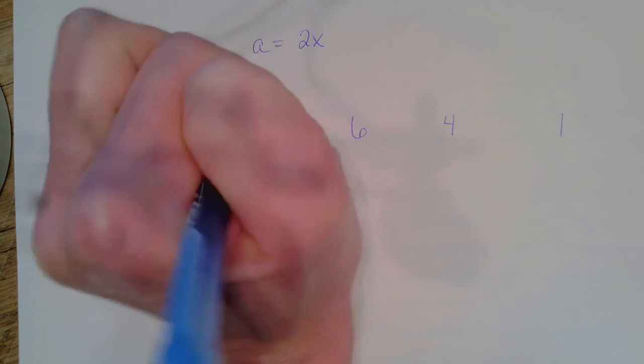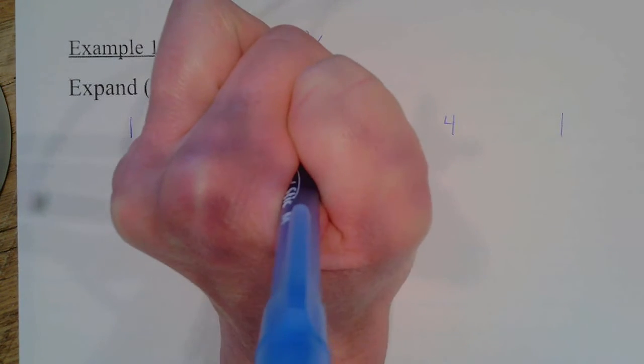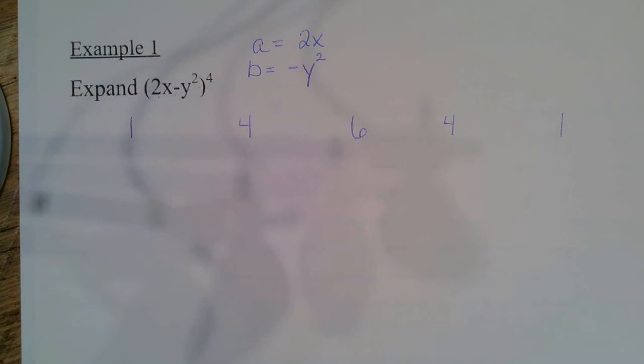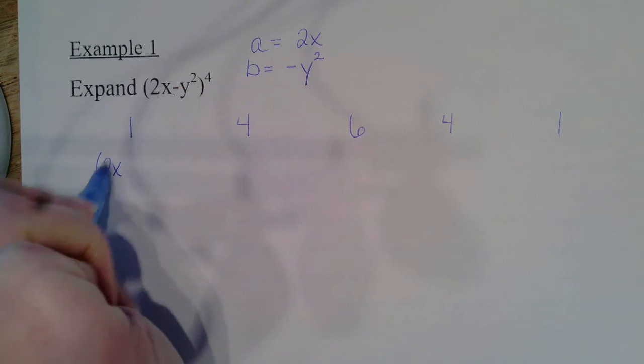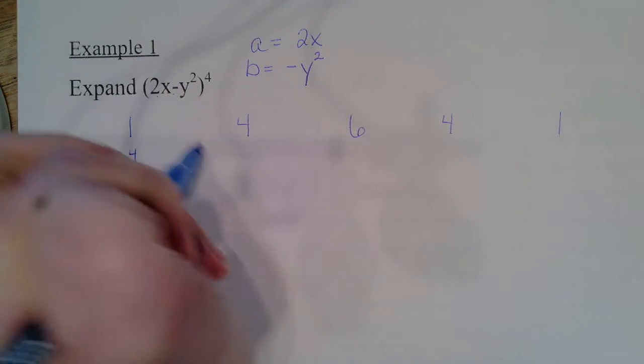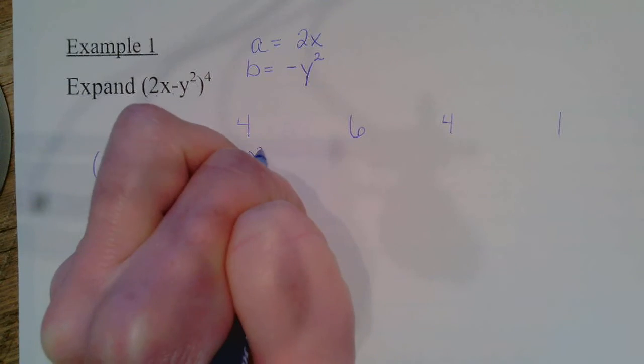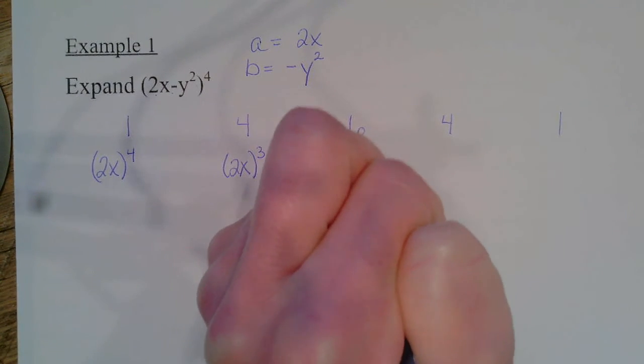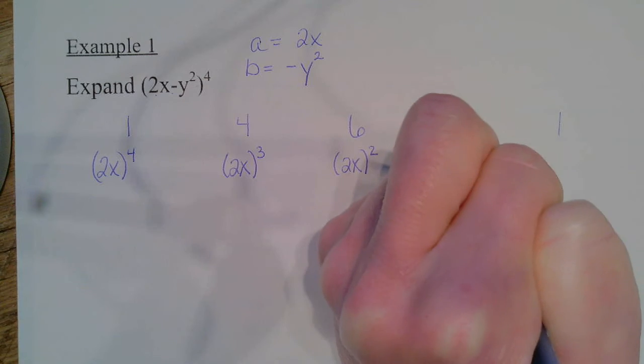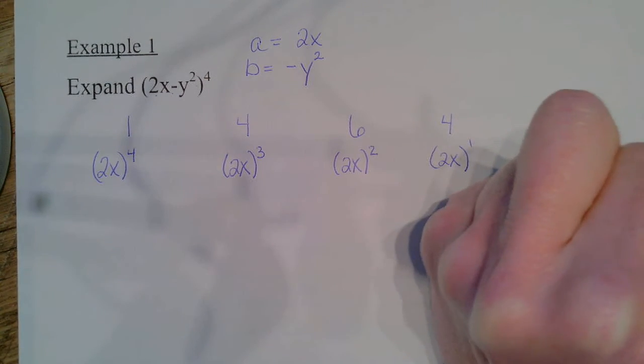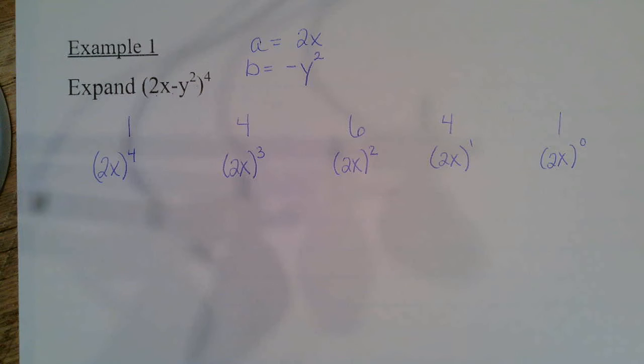Then I'm going to write up here what my a and b are. My a is 2x, and my b is going to be a negative y squared. Okay, so we're going to start with our 2x to the 4th. This is going to be 2x to the 3rd, 2x squared, 2x to the 1st, and 2x to the 0. I'm just going to show you a different way to organize your information. You can do it however you choose.